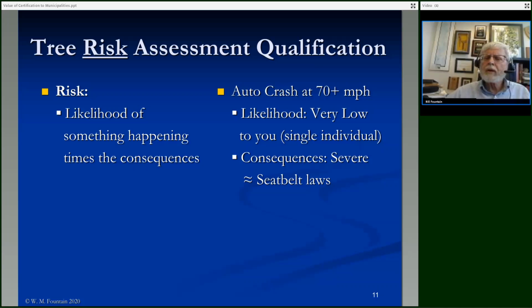An example of this would be driving in an automobile, something we all do. This is one of the most dangerous things that we do as Americans if we're not working in felling a tree. But an automobile crash is very, very unlikely to happen. It doesn't happen very many times in our lifetime, or hopefully it doesn't. But an automobile crash at 70 miles an hour could have very, very dire consequences. It could result in a severe injury or even death.